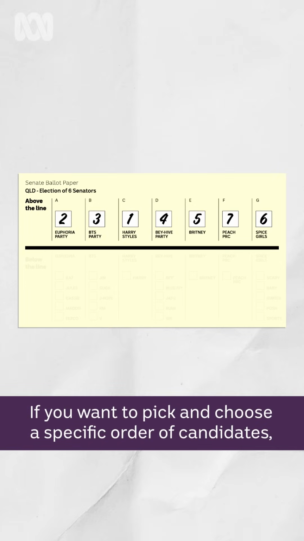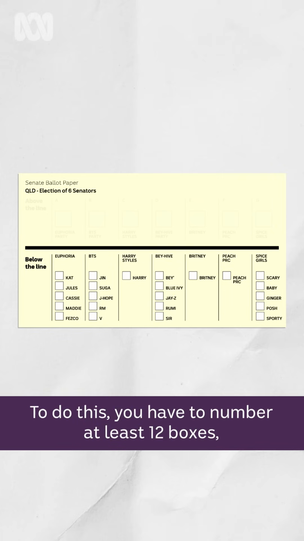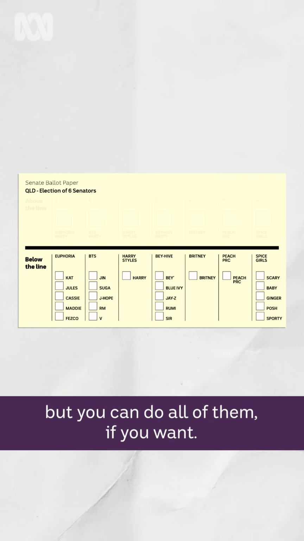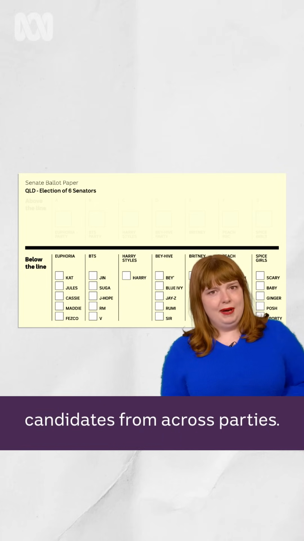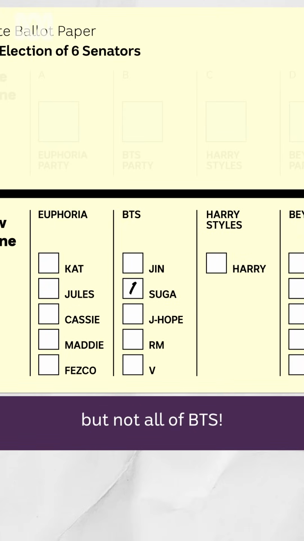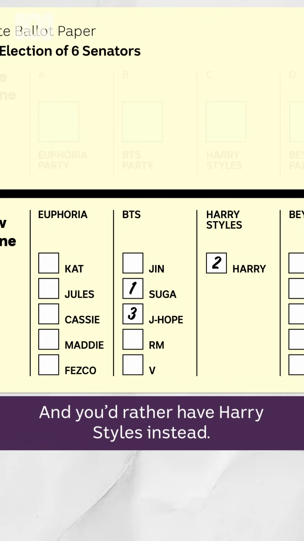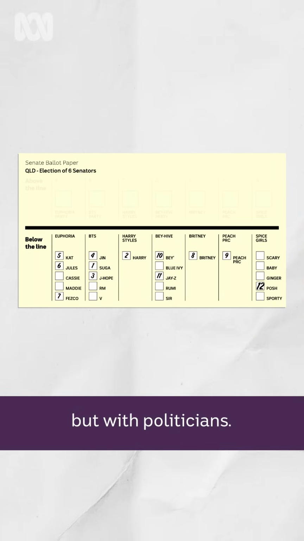If you want to pick and choose a specific order of candidates, vote below the line. To do this, you have to number at least 12 boxes, but you can do all of them if you want. Voting below the line means you can select a mix of candidates from across parties. Maybe you want Sugar from BTS in the Senate, but not all of BTS, and you'd rather have Harry Styles instead. Voting below the line allows you to do this, but with politicians.